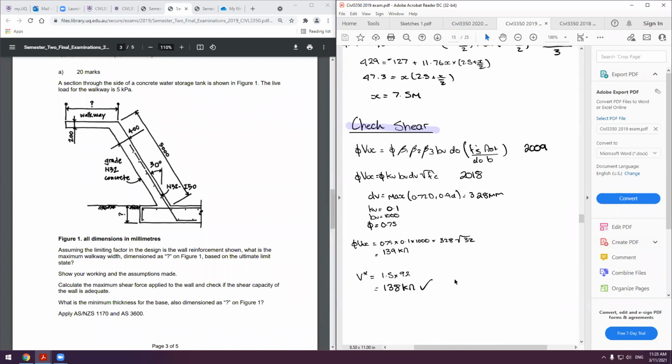As you can see here, I have both the 2009 and 2018 shear capacity formulas. We did 2009 as well in this one. Check both, but in your exams, use 2018 and specify that you use 2018. Specify whatever, especially in those ones that have changed.